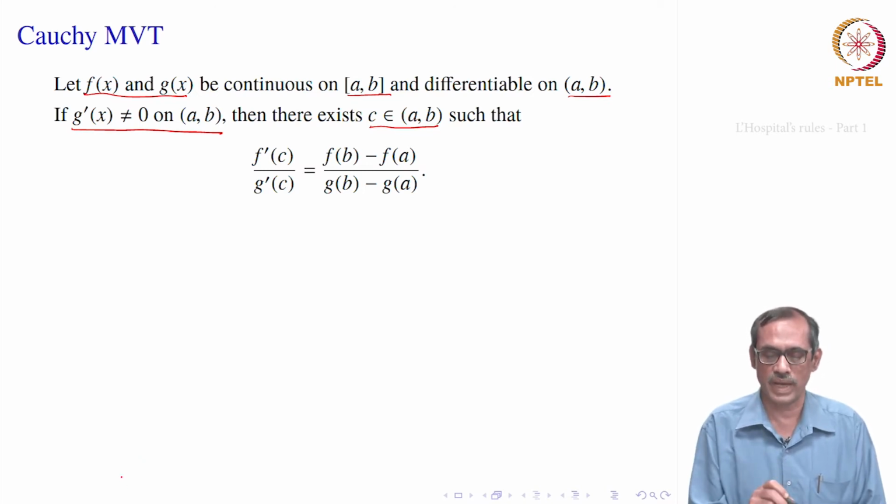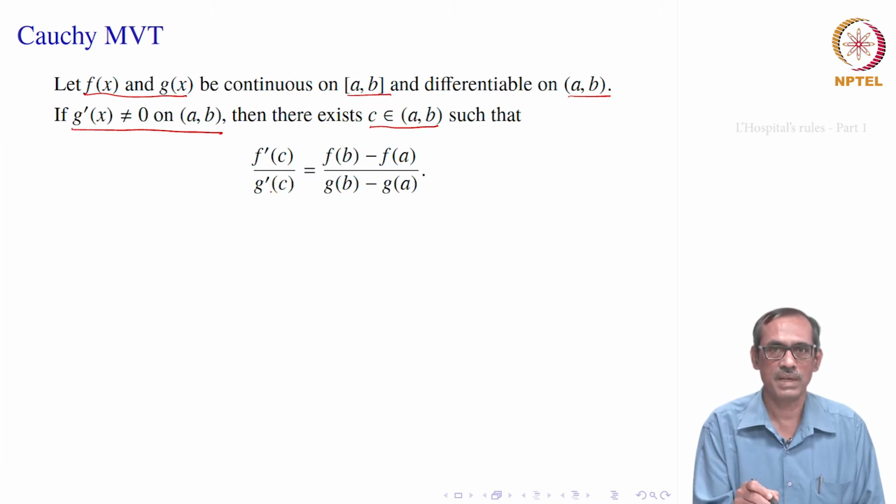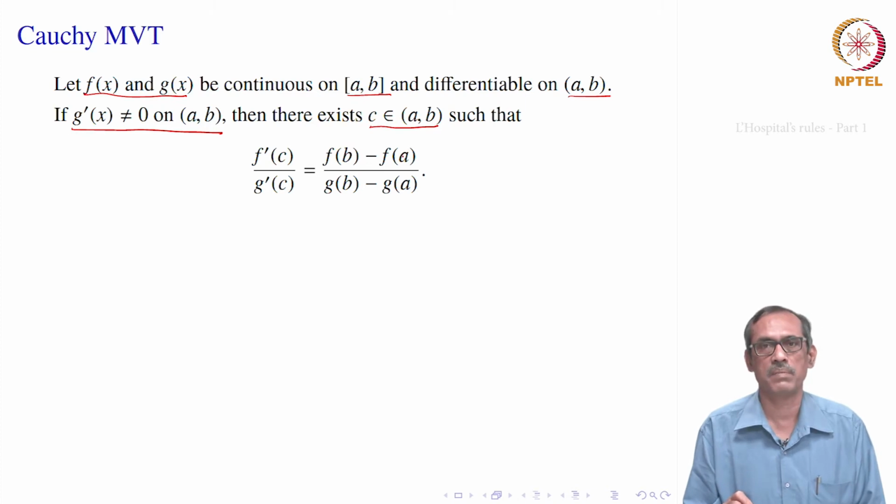If g(x) equals x, the identity function, it satisfies the condition: g(x), which is x, is continuous on the closed interval [a, b] and differentiable on the open interval (a, b). So, there exists a point c such that f'(c)/g'(c), where g'(c) is the derivative of x evaluated at c, but the derivative of x is 1. So, g'(c) is also equal to 1. On the left side you get f'(c), on the right side you get (f(b) - f(a))/(b - a), as in the mean value theorem we have stated earlier.